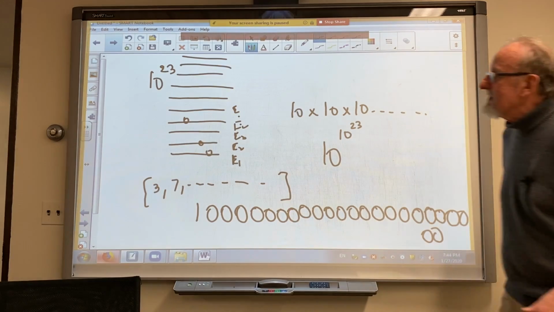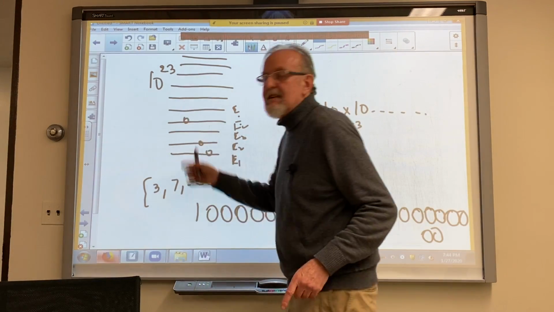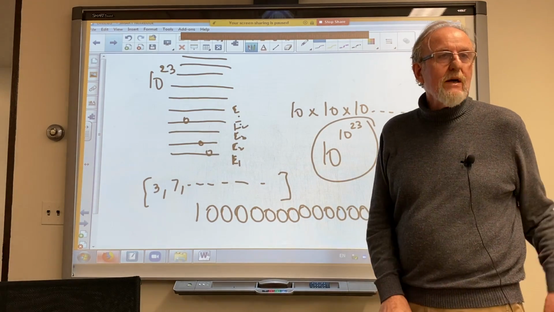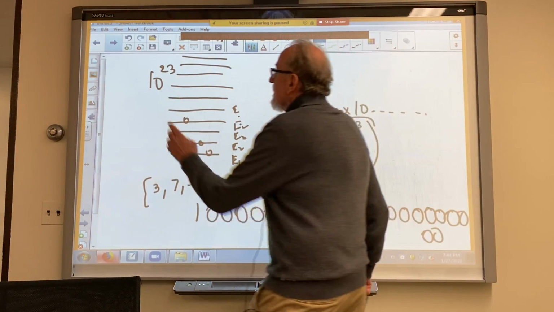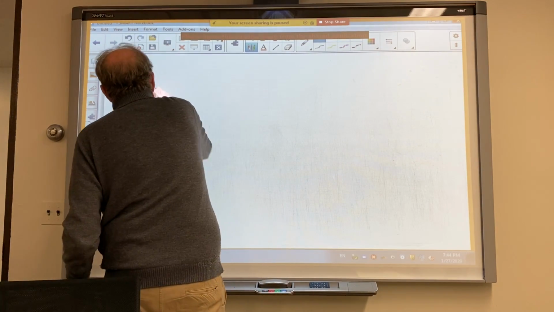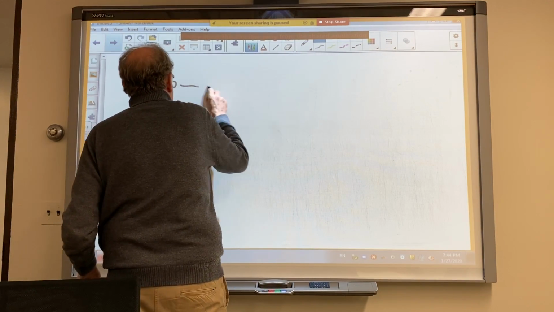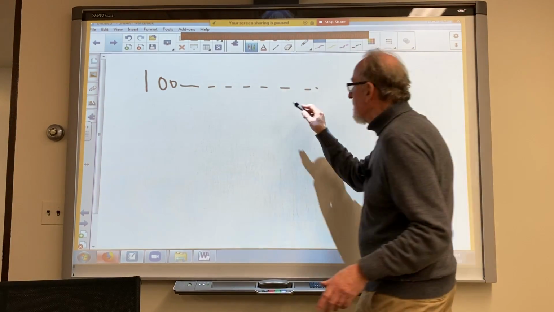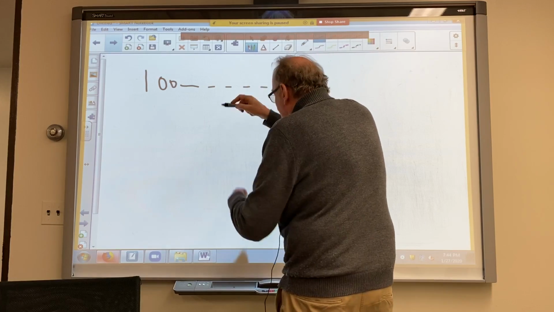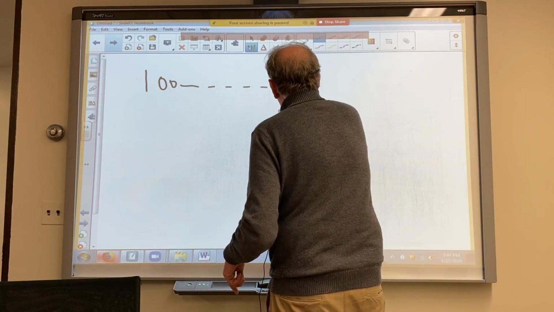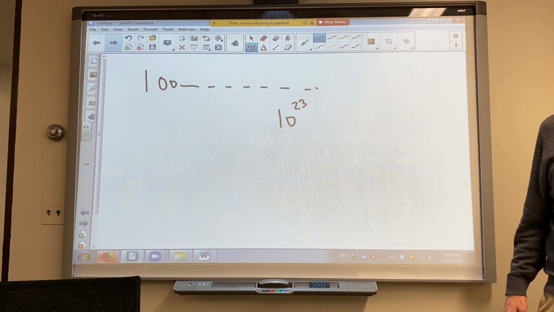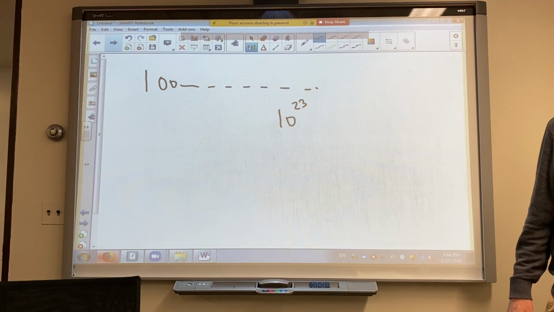Now I want to write the number of states in my system, which is this one. So I want to write this number. So this is what? A 1, and how many zeros? 10 to the 23, right? 10 to the something is a 1, and that number of zeros. So I need to write that. So you tell me that I can write 2 numbers per second.